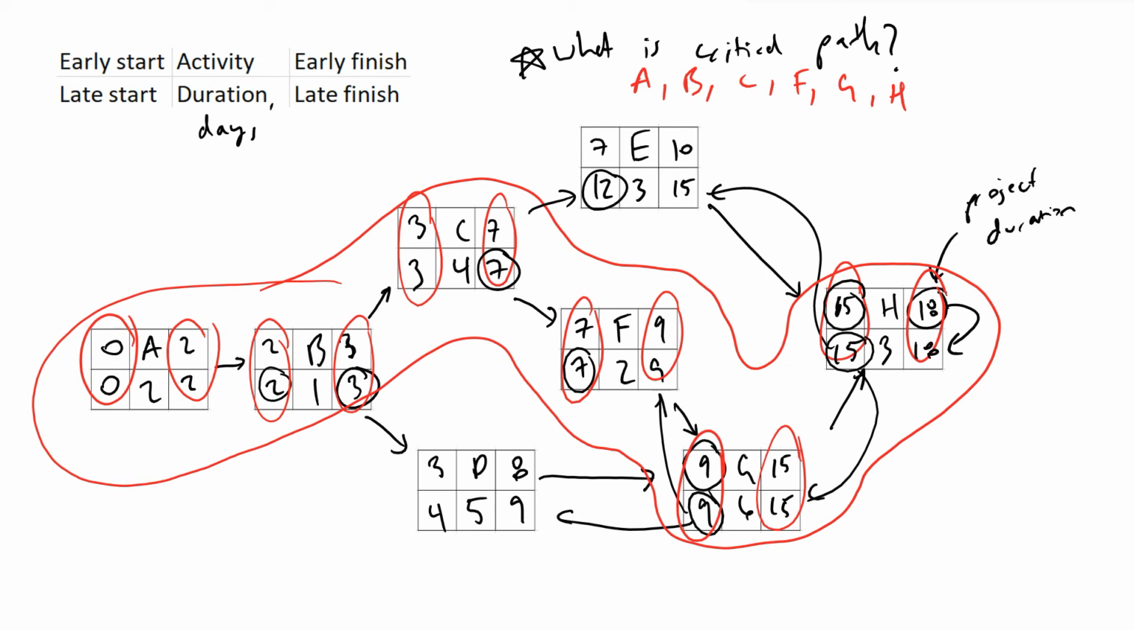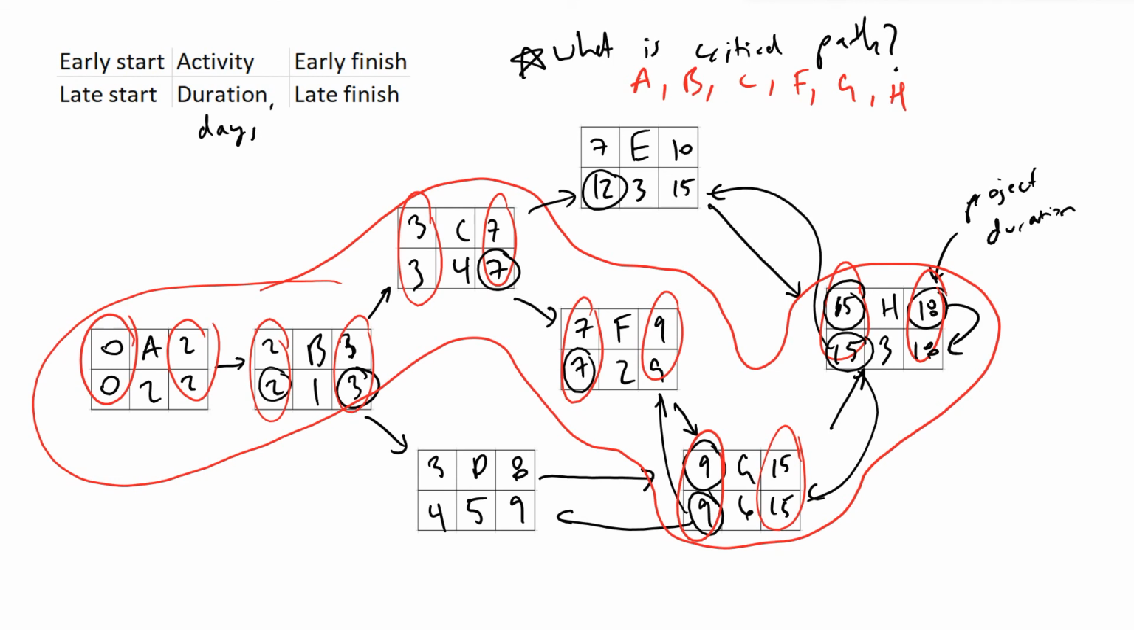And what this tells us is that if any of these activities on our critical path is delayed, it will directly impact the project duration. So if activity C, for instance, was delayed by 1 day, that means our project duration is now going to get 1 day longer. So basically, every single activity on your critical path you want to make sure is not delayed, because if it is, it directly affects when your project will finish, if you want to finish your project on time or under budget, for instance.